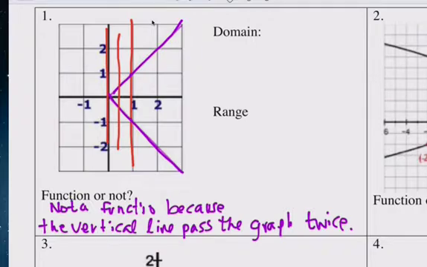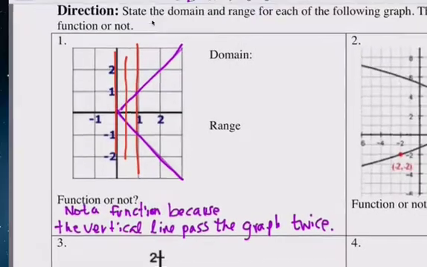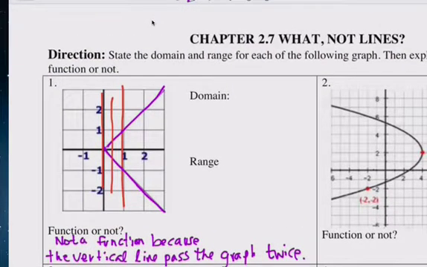Not a function, oh, function spelt wrong, sorry. Not a function because the vertical line passes the graph twice.